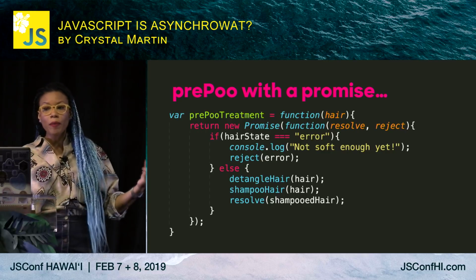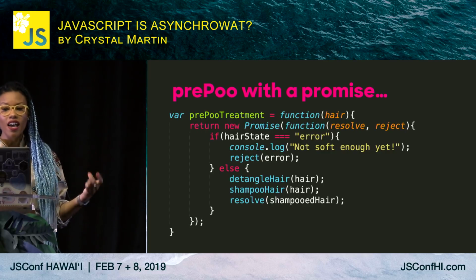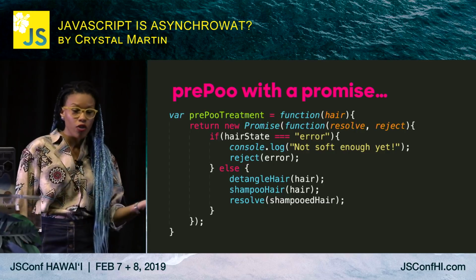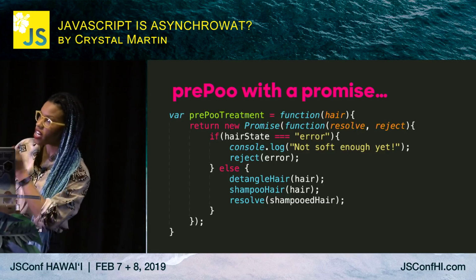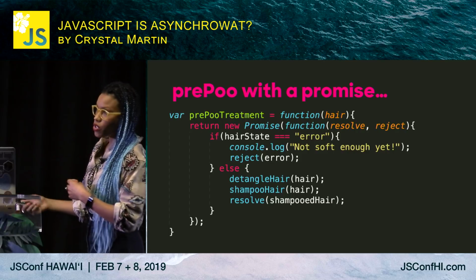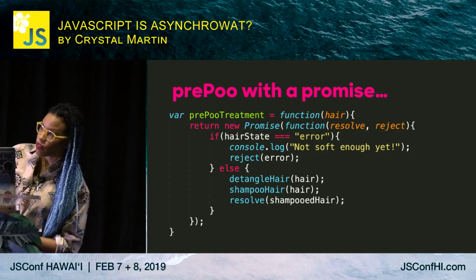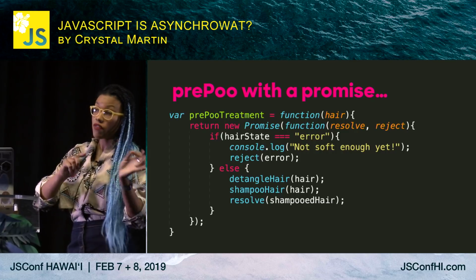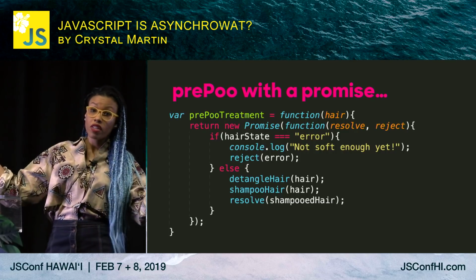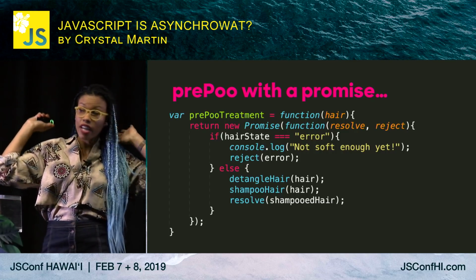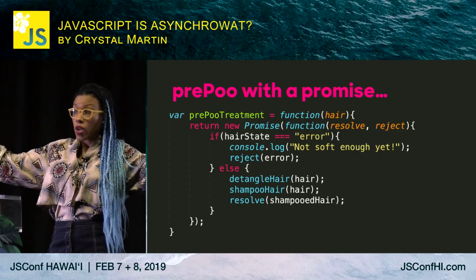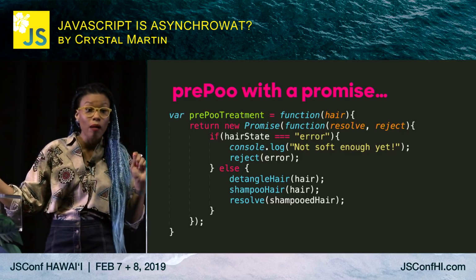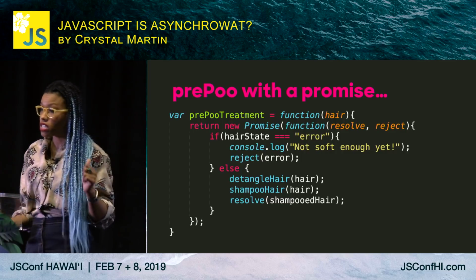So we can rewrite prepoo, the function prepoo, as a function that returns a promise. And this enables us to go ahead and call other things on it. So here I have prepoo treatment equal to an anonymous function, takes hair, it returns a promise. If everything goes wrong, I'm going to reject with an error. Oh, so that's off. I can't do anything to it. Otherwise, if it's okay, I'm going to detangle it, shampoo it, and then resolve this promise with shampooed hair. So I can go on to the next step.